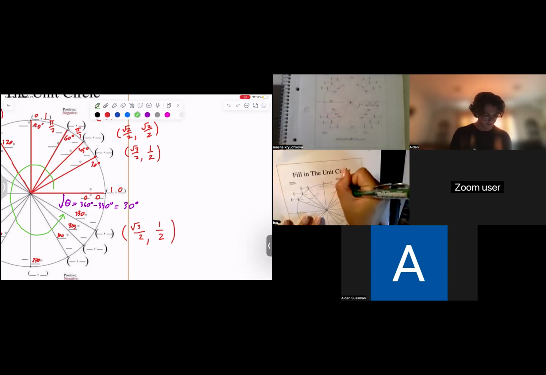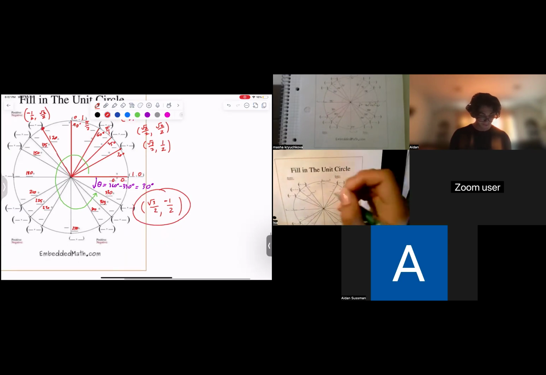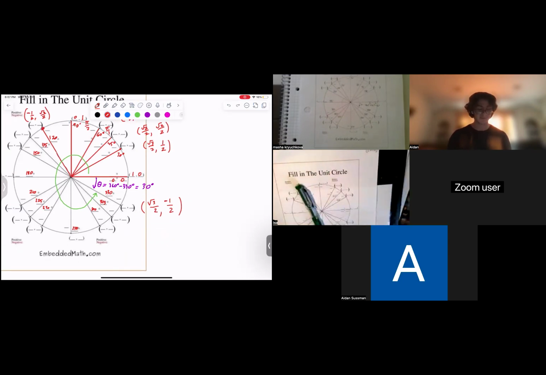The only thing that we have to do here is figure out, well, is cosine positive here? Is our x positive in this quadrant? We're in quadrant 4. Is x positive in quadrant 4? Yeah. So that one's good. What about y? Is y positive or negative? Negative. So I need to change that to be a negative. And now this is the point. That's the exact measurement of that point.